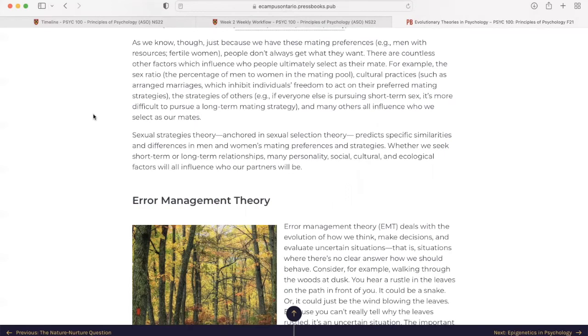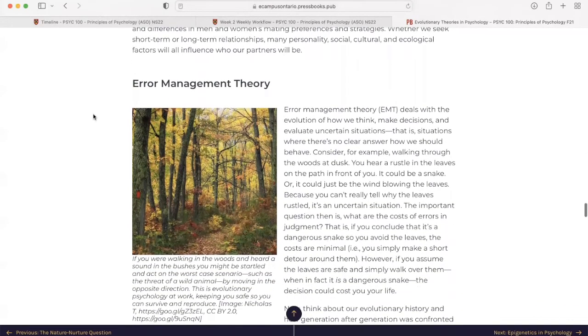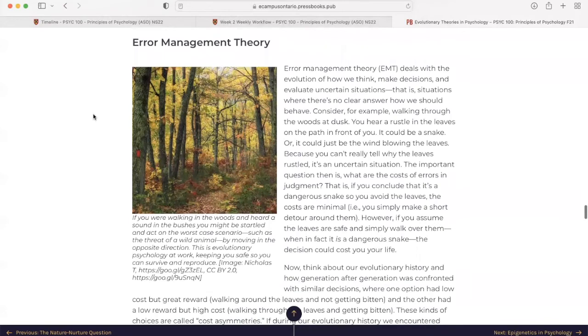Sexual strategies theory, anchored in sexual selection theory, predicts specific similarities and differences in men and women's mating preferences and strategies. Whether we seek short or long term relationships, many personality, social, cultural, and ecological factors will all influence who our partners will be. Error management theory, EMT, deals with the evolution of how we think, make decisions, and evaluate uncertain situations. That is, situations where there's no clear answer how we should behave.